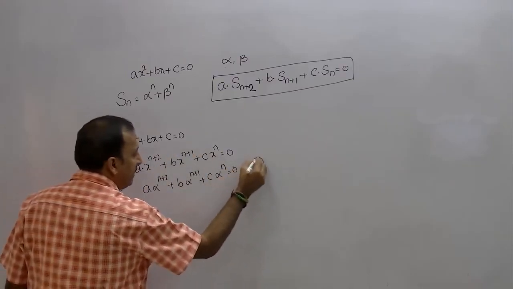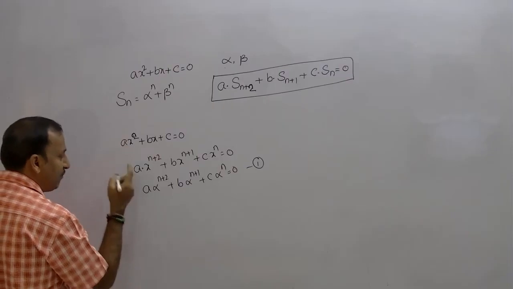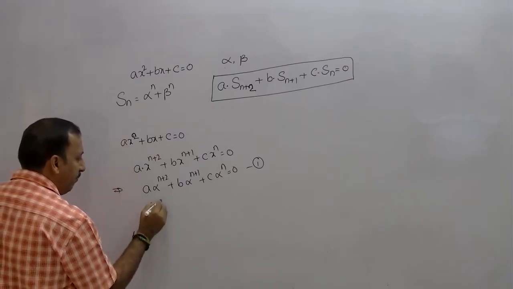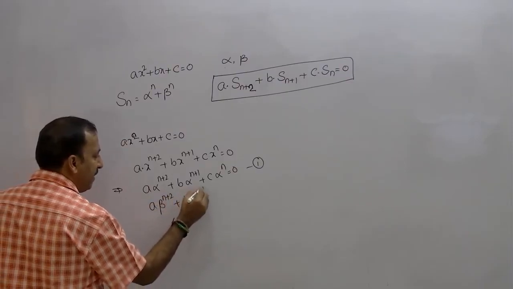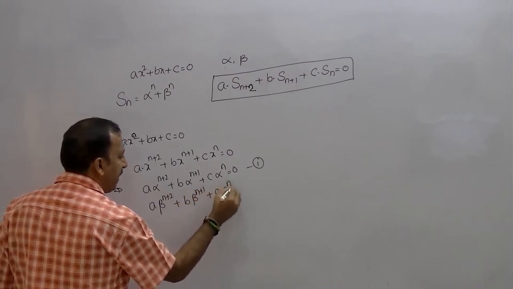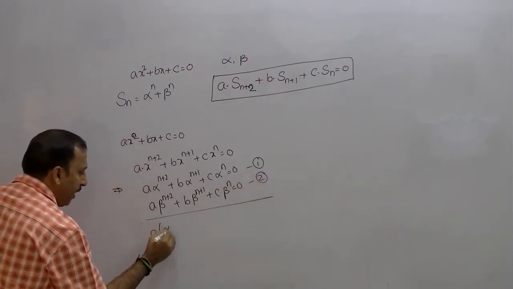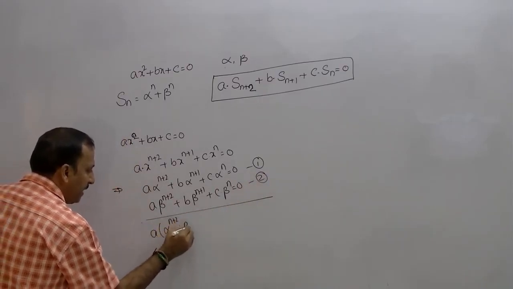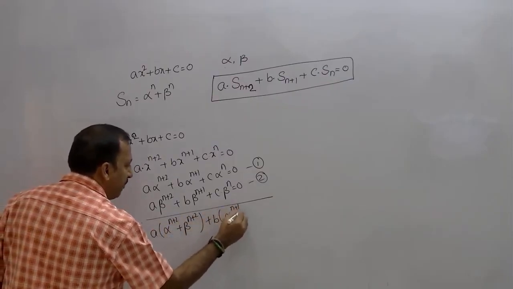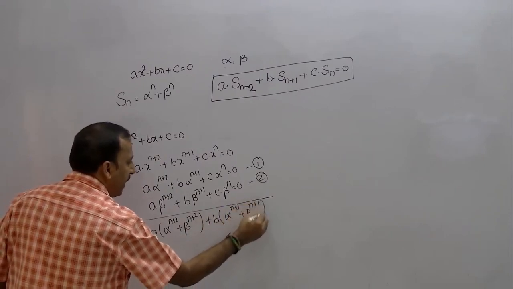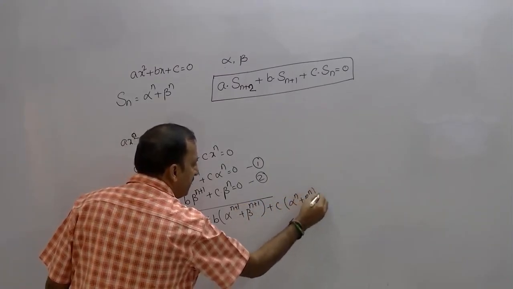Say it is 1. Similarly, beta is also a root of this equation, which means beta also satisfies it: a into beta power n plus 2 plus b into beta power n plus 1 plus c into beta power n is equal to 0, equation 2. Now add these two: a into (alpha power n plus 2 plus beta power n plus 2) plus b into (alpha power n plus 1 plus beta power n plus 1) plus c into (alpha power n plus beta power n) is equal to 0.